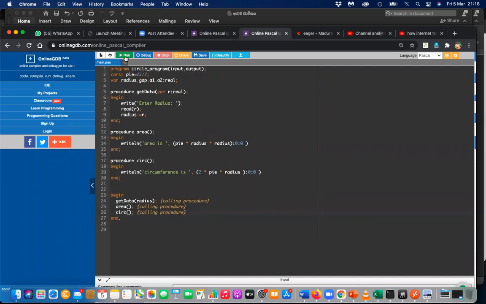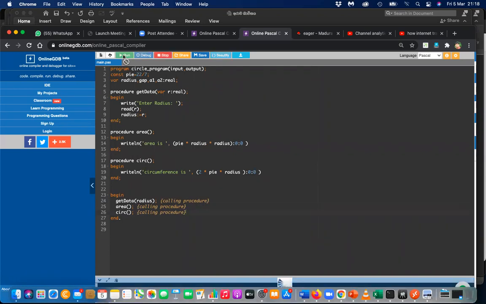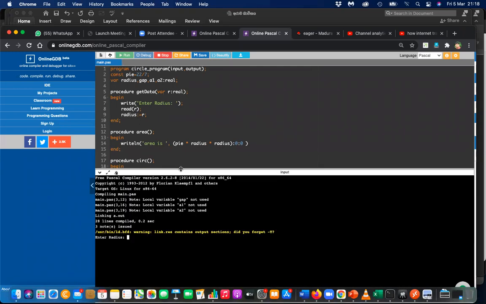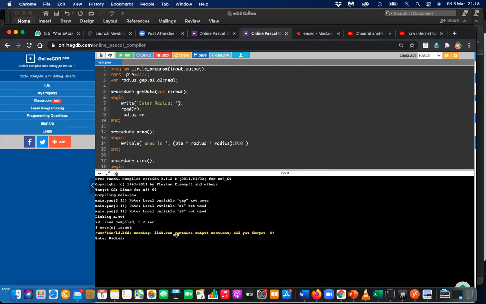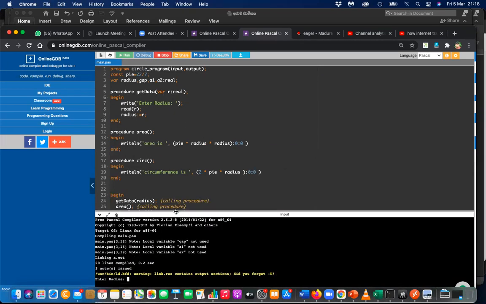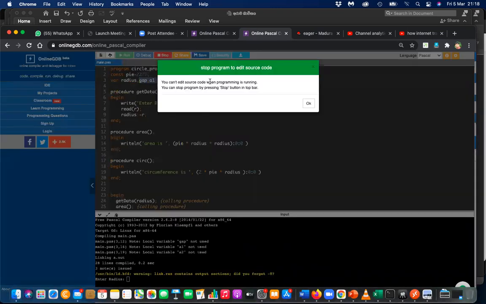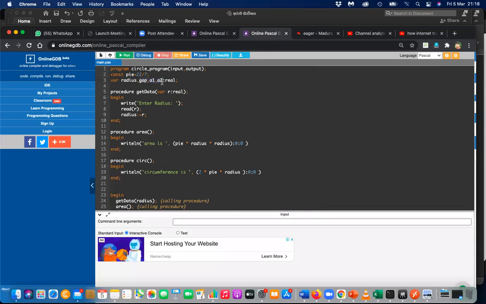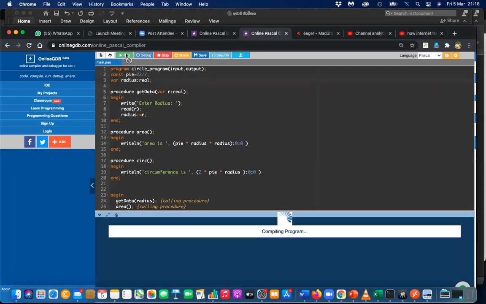This is the code in the book. I'm going to run this. When I run this, the first procedure is called. The first procedure is to get the data. I have a few local variables not used, so let's remove those unused variables, and now I'm going to run this.